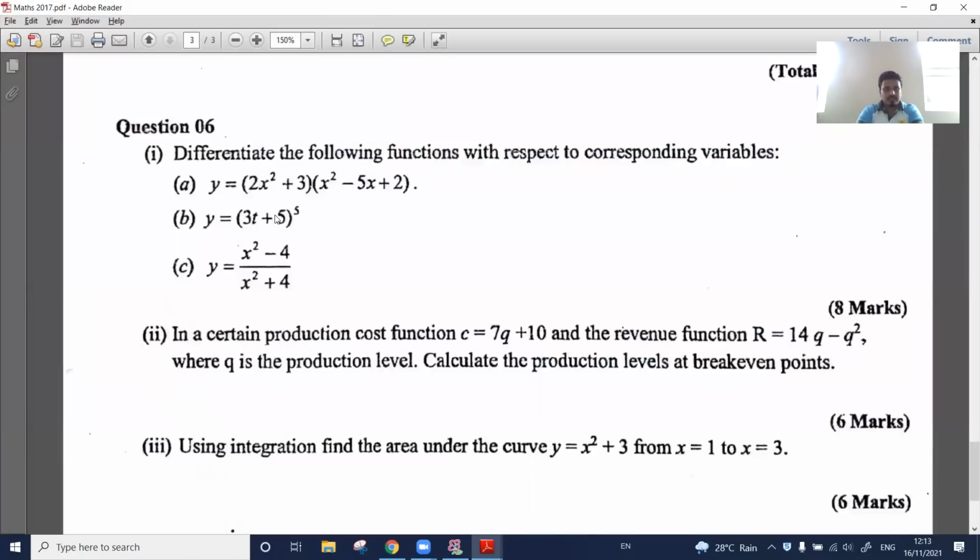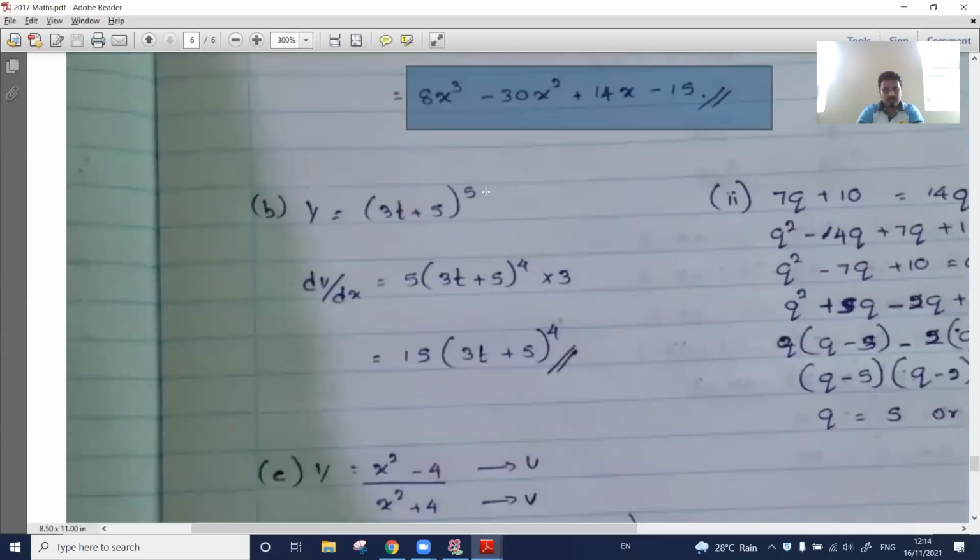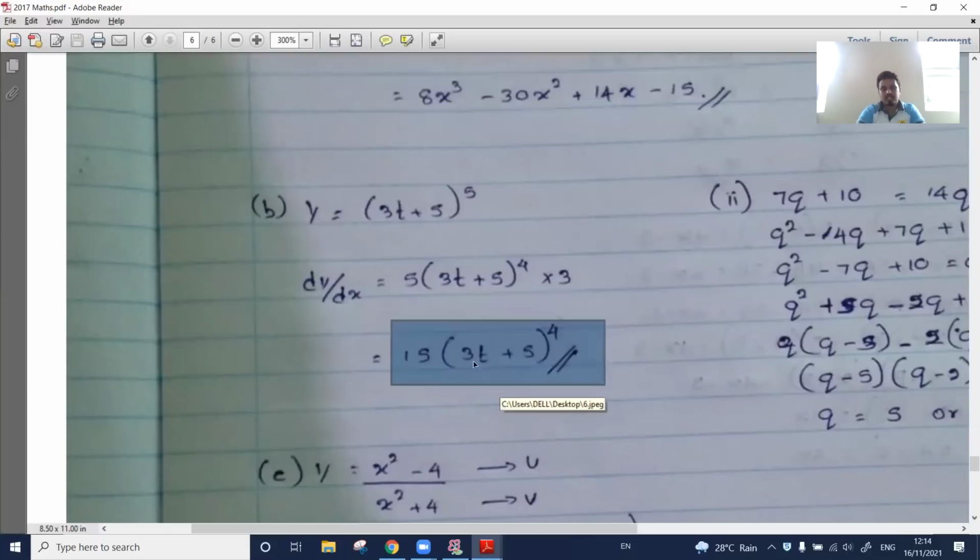Then part B. Here we need to use what? Here we need to use the chain rule. Multiply it by the power value, deduct 1 from the power, it will become 4, and multiply by the differentiation of the terms inside. So it will become 3. So the final answer, this is correct. It should be 15 into 3t plus 5 the whole to the power 4. This should be the final answer. Correct.